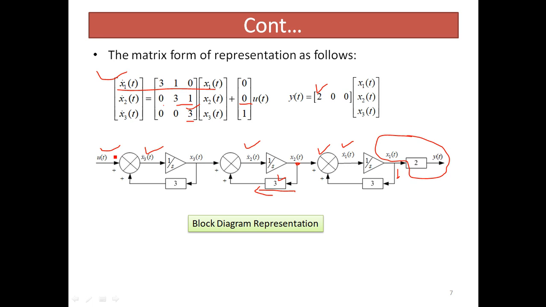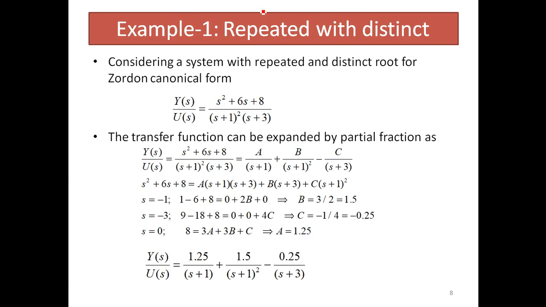When the system has purely repeated roots, one thing should be clear: all of the roots, that is 3, 3, 3, are on the diagonal of system matrix A. Now considering another example, a system which has repeated as well as distinct roots. We consider a repeated root at s equal to -1, two numbers of them, and one distinct root, that is s plus 3.